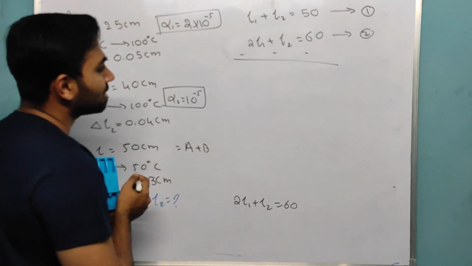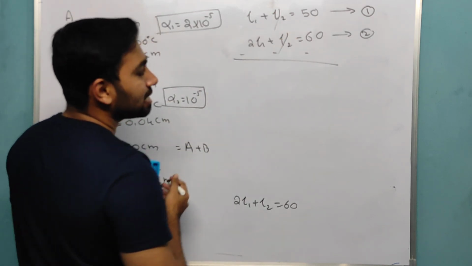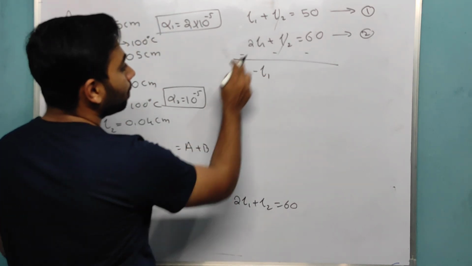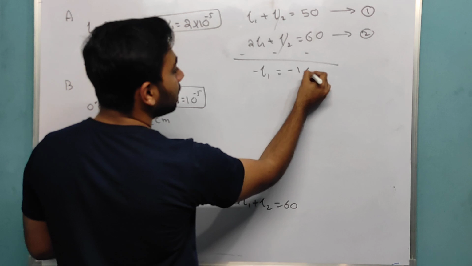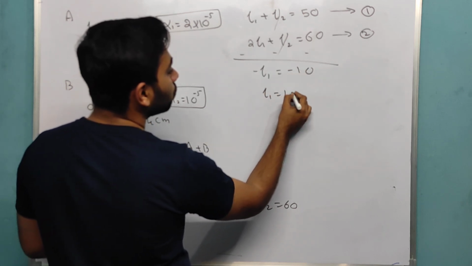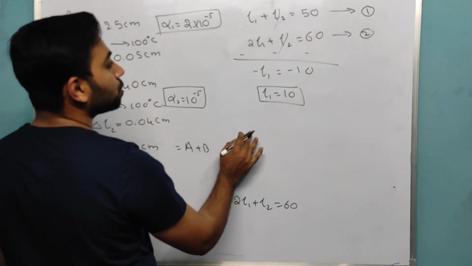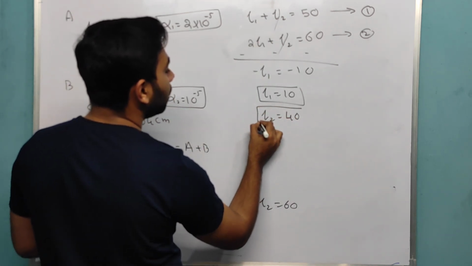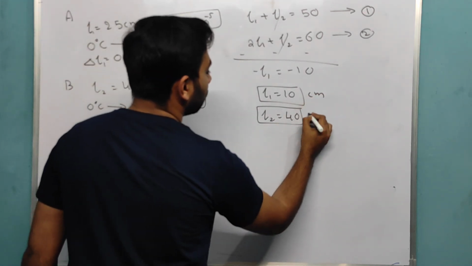Can I write like this? If I write like this, this both will cancel. Then here it will remain as minus L1, correct? Minus 2 plus 1 is equal to minus 10, which means L1 is equal to 10. If I substitute L1 in any option, then I will get L2 as 40. I will get L1 as 10, L2 as 40 centimeter.